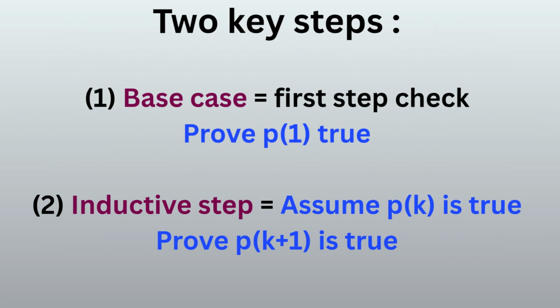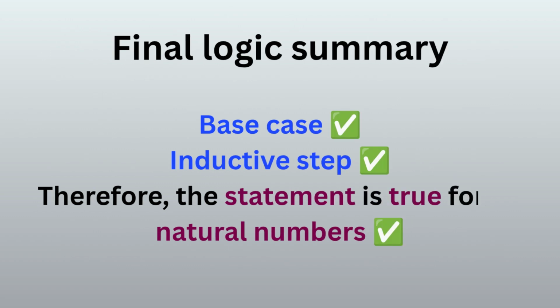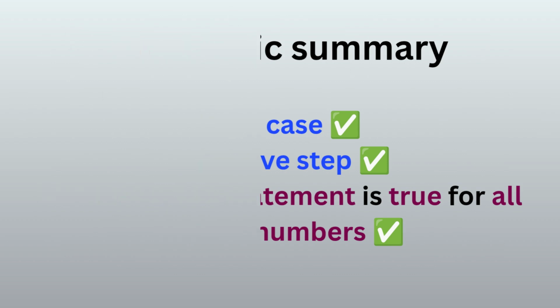In the base case, we simply check whether the given statement is true for the first value, usually n equal to 1. This is like checking whether the very first domino falls or not. In the inductive step, we assume the statement is true for some number k. Then using this assumption, we prove that it must also be true for k plus 1. This is like proving that every domino will push the next. Final logic: if the first step is true and every step guarantees the next one, then by logic, the statement becomes true for all natural numbers.